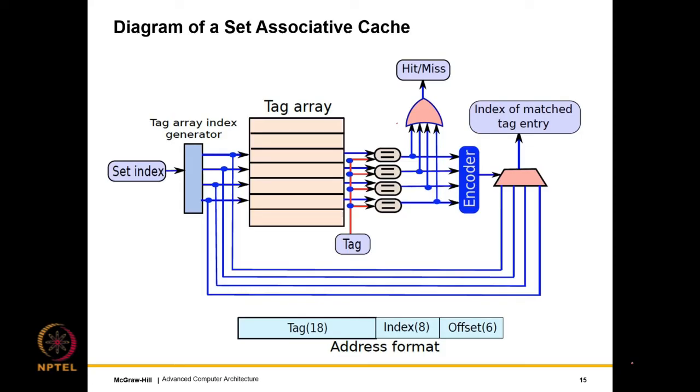Let me clear off the ink and explain the basic idea at the highest level. At the highest level we have a set. We read 4 tags in the set and compare them with the tag part of the address. If there is a hit, it gives us the index of the matched entry. What I'm not showing in this figure is that we go and access the data array with that index.